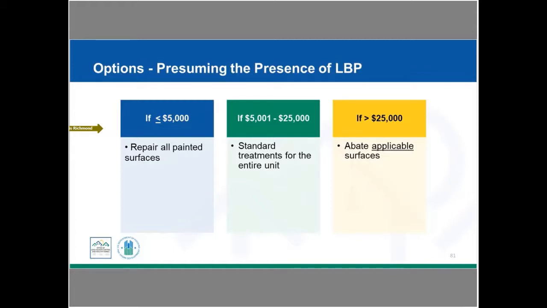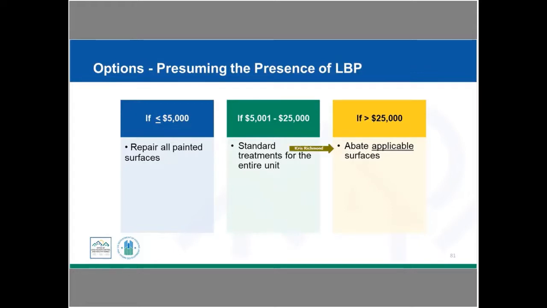If you are in the category of over 5,000 to 25,000, you're going to be doing standard treatments for the entire unit. And standard treatments are paint stabilization, so you're repairing any physical defect in the materials beneath the paint. This might be the wood, it could be the drywall, the plaster, the concrete. You also need to make sure you have smooth and cleanable horizontal surfaces. You need to be correcting any dust-generating conditions. You have to do treatment of bare soil. Safe work practices have to be used, and the unit has to pass clearance.